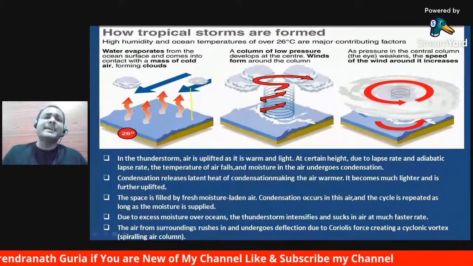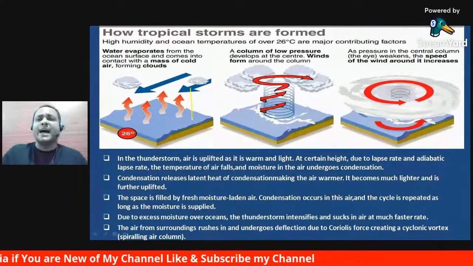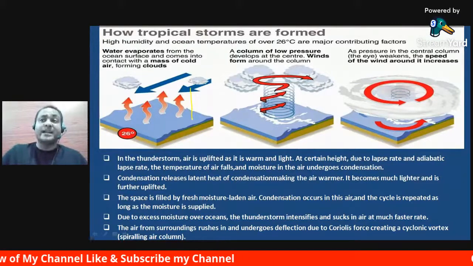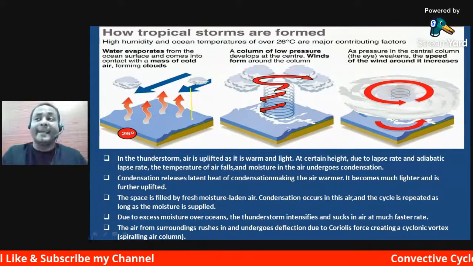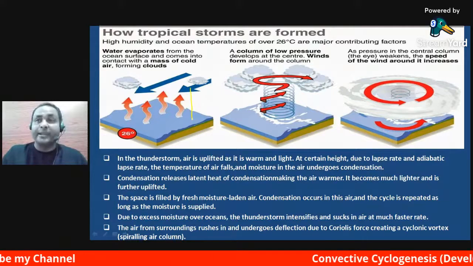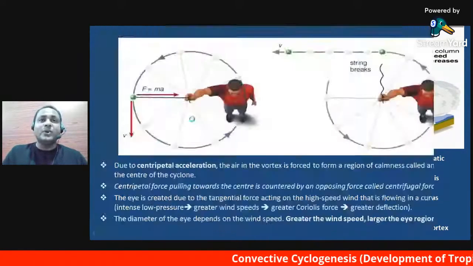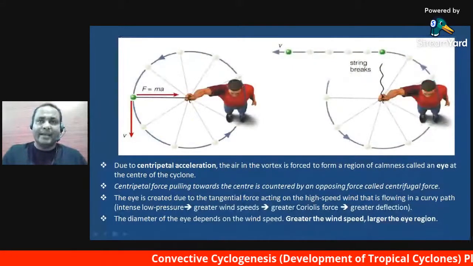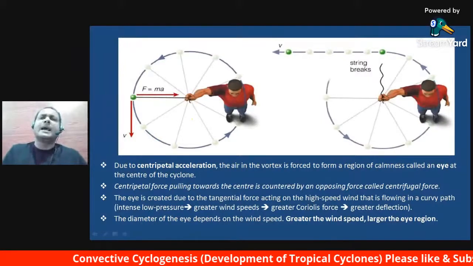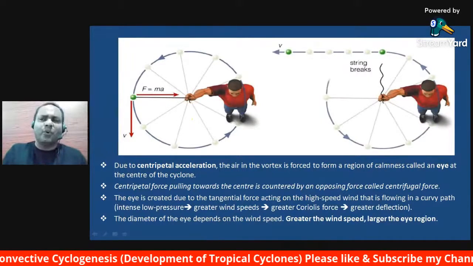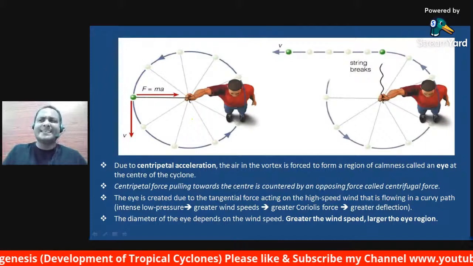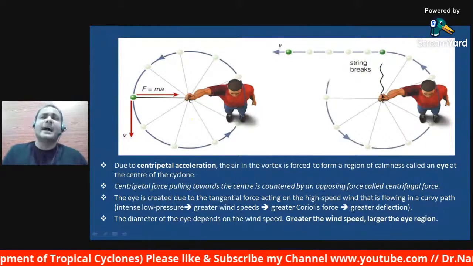Very interesting: the air from the surroundings rushes in and undergoes deflection due to the Coriolis force, creating a cyclonic vortex. Basically, you can see clearly that this is due to centripetal acceleration. The air in the vortex is forced away from a region, forming a region of calmness called the eye.